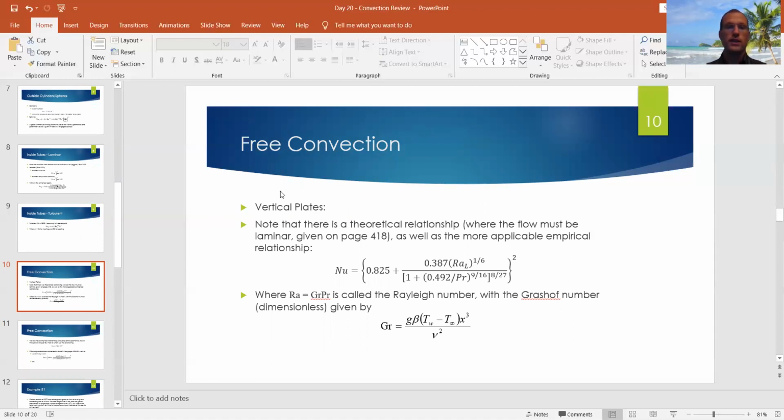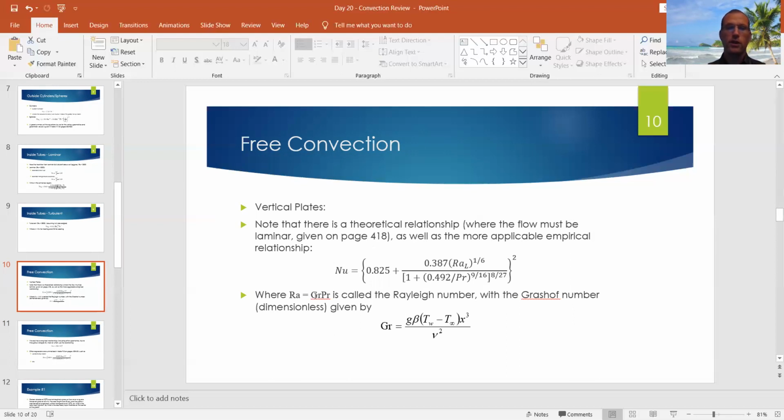Free convection, again. The first case is the vertical plate, kind of like the horizontal plate case in forced convection, but upwards, that's the way buoyancy currents work for free convection. There's a theoretical relationship on page 418, but this empirical relationship is applicable in more scenarios, more values for Rayleigh numbers and things of that nature. So that's more comprehensive, and that's the one I wrote down here. But again, if you want to use the one on 418, that's fine too.